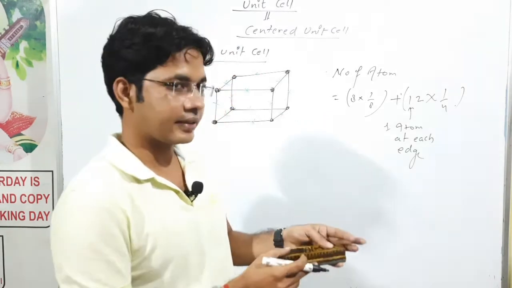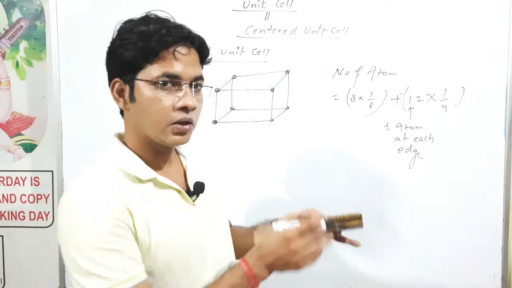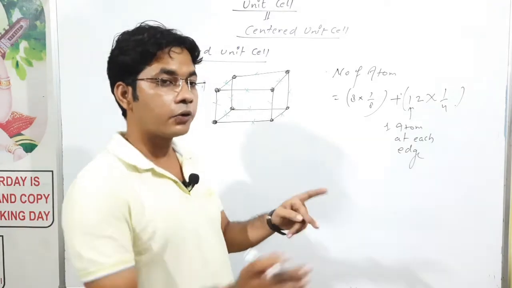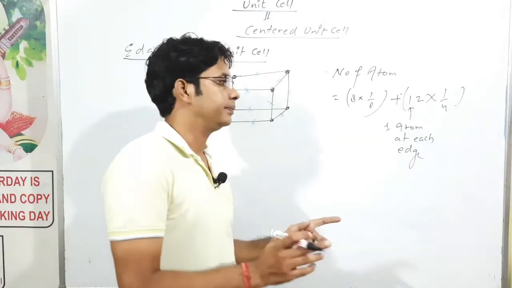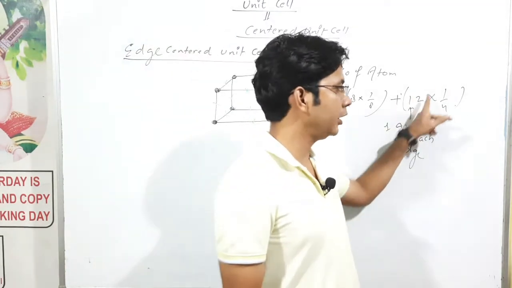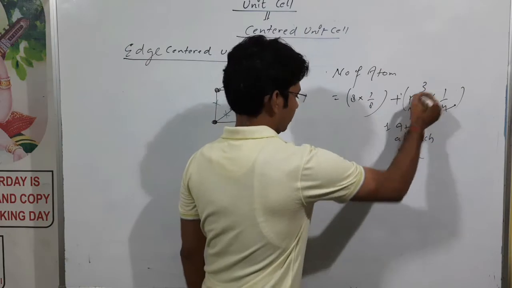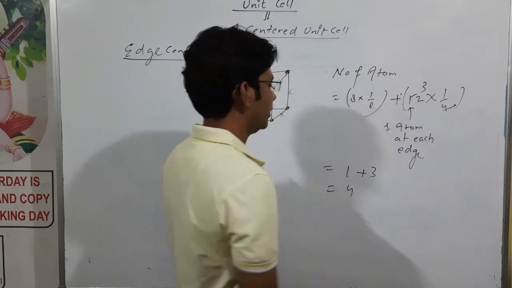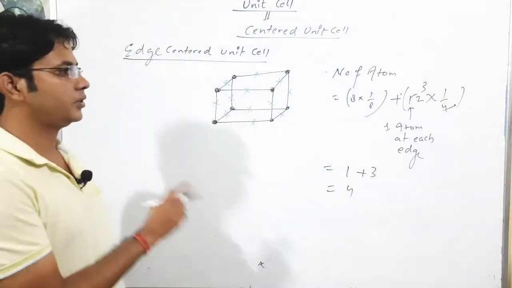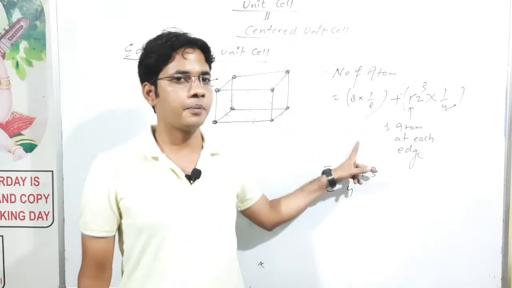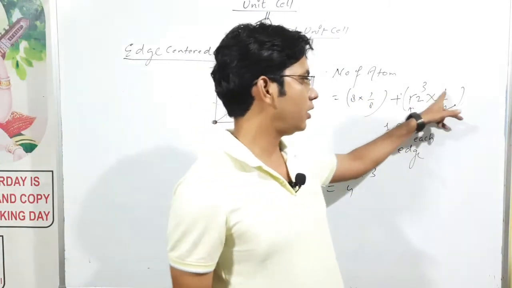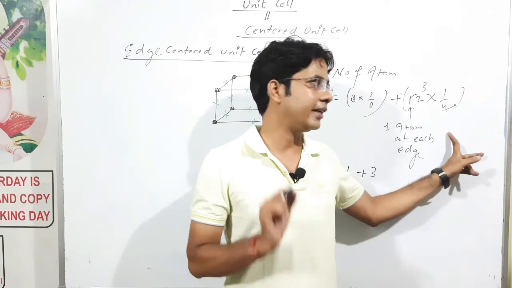Now in this case, if you break this edge part, it will break 4 rooms of the home. That is why it is shared, 12 into 1 by 4. So the total number of atoms will be 3, that is again 4. So the actual number of atoms, similar to the previous one, is 8 into 1 by 8 from the primitive unit cell and 12 into 1 by 4 from the edge centered unit cell.